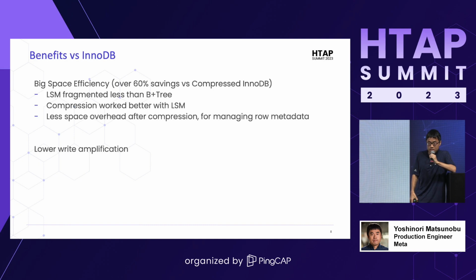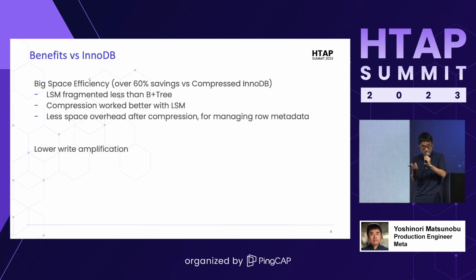The major benefit compared to InnoDB is space efficiency. UDB is serving social workloads, and it's very constrained by space, so reducing space was a primary motivation. The major space differences came from the architecture differences between LSM-tree and B-tree. LSM fragments less often compared to B-tree. The B-tree fragments and often uses 50% to 100% more space. But LSM can be tuned more and it fragments less.